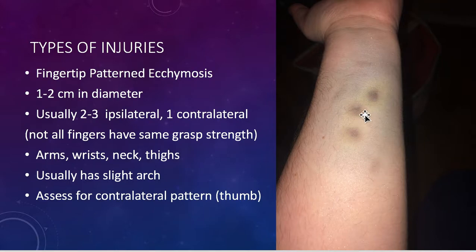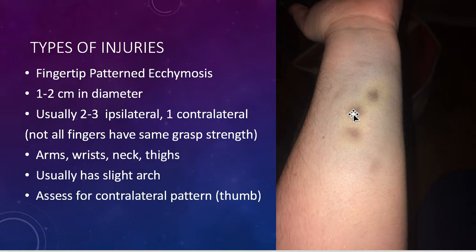So usually it's those 3 fingers, maybe 2, that will have the largest amount of bruising or capillary bed disruption under the skin. Then you want to look at the other side of the extremity to see if there's any contralateral bruising, because your thumb can exert a significant amount of pressure, and it's very common to have that contralateral bruising. So that's the hallmark: 2 or 3 ipsilateral, 1 contralateral, and also you're looking for a slight arch. Remember, when you grab something, your fingers are not all the same size.